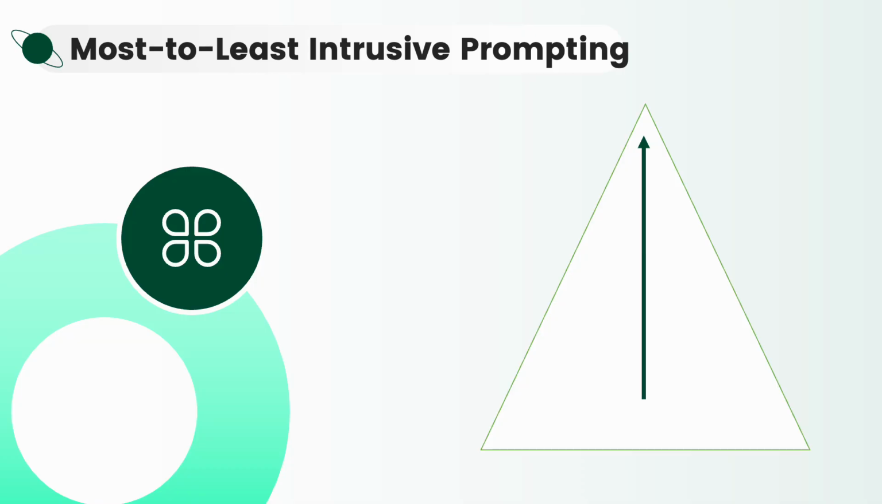Most to least is about errorless learning. We want to prevent the learner from practicing incorrect responses. A big mistake here is staying at the highest prompt for too long. If we never fade, we create prompt dependence.